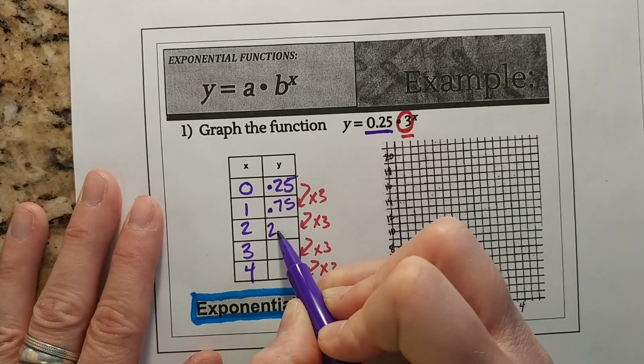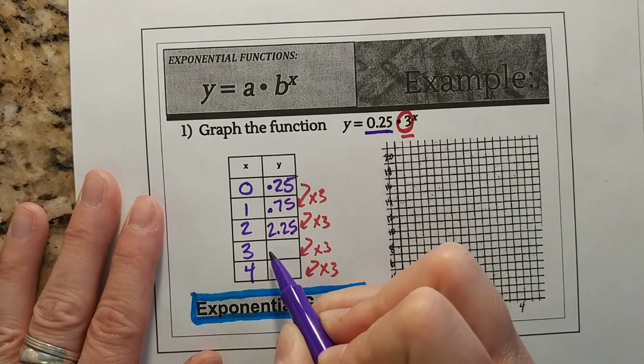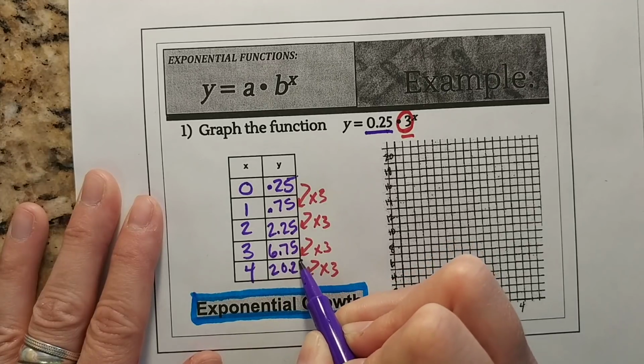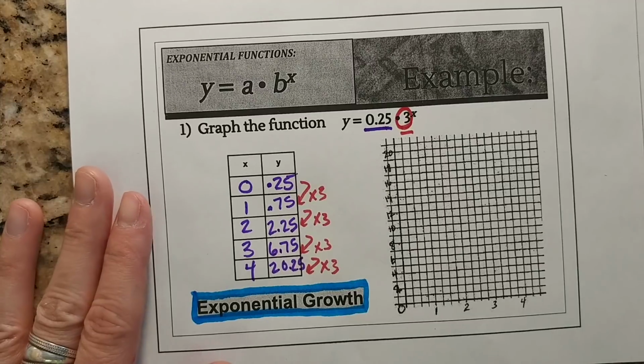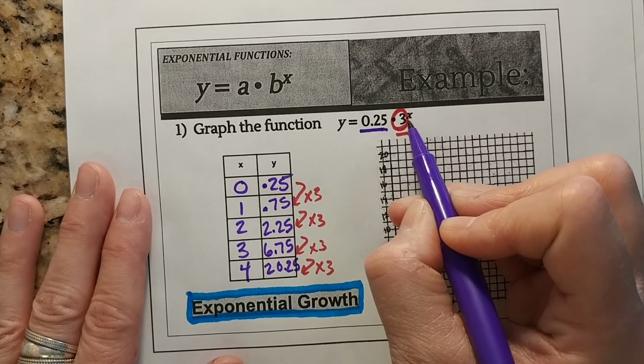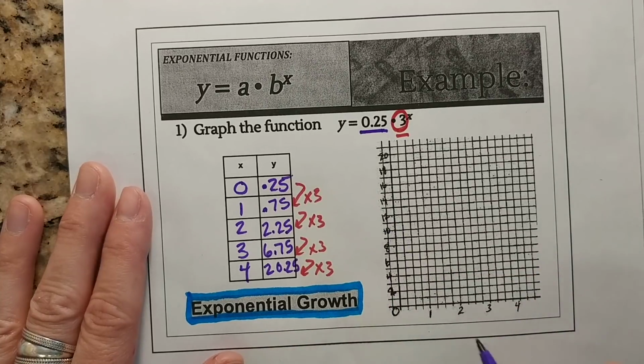Times 3 again, times 3 again, times 3 again, and fill it out just like that. Then I can go over here to graph it. Now, because this number is bigger than 1, we should see exponential growth.